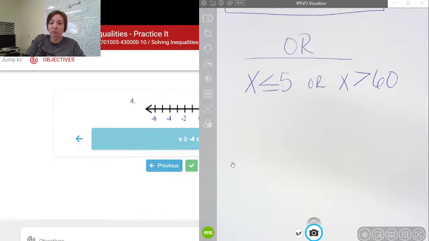Let's try the next one. What does that say? X is greater than or equal to 5. All right. Let's see if we can find something that matches up with that. Does that match? No, because that says x is greater than negative 4, and we got nothing down here, right? Okay. What about this one?